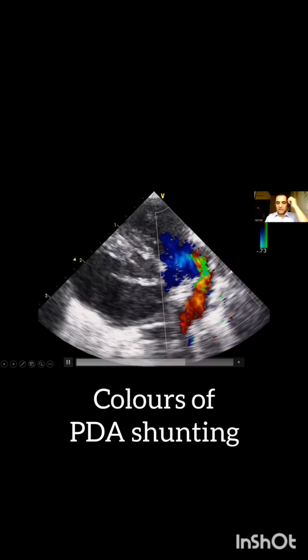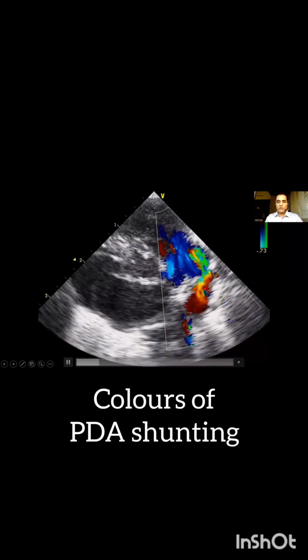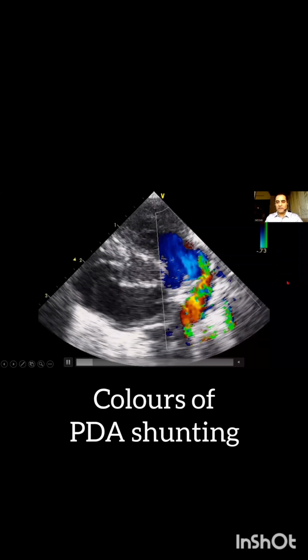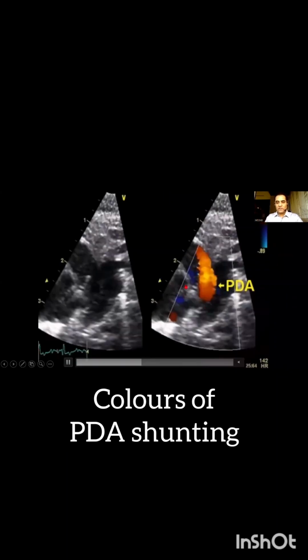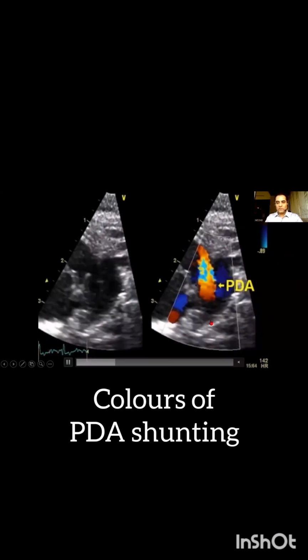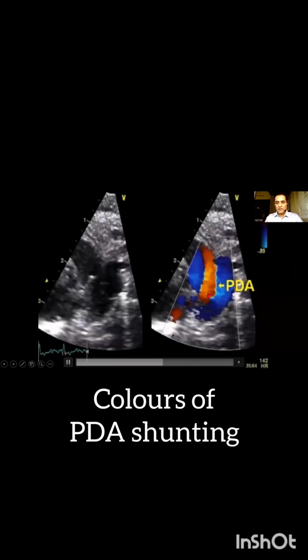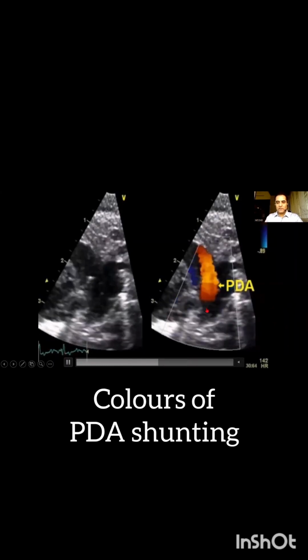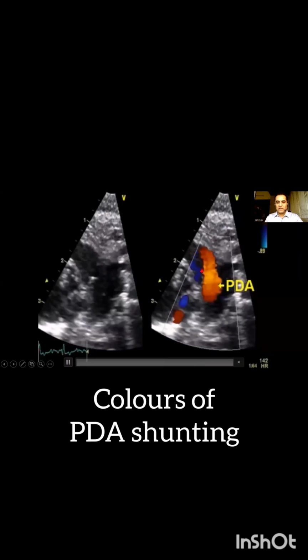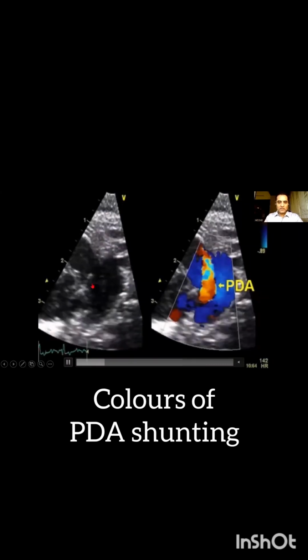And when we put the color dopplers, if the flow through the PDA is left to right, it will be seen as red. As you can see in this, there are two blues you will be seeing. The upper one is the main pulmonary artery, the lower one is the descending aorta, and the red one is the duct flow, which is shunting left to right.